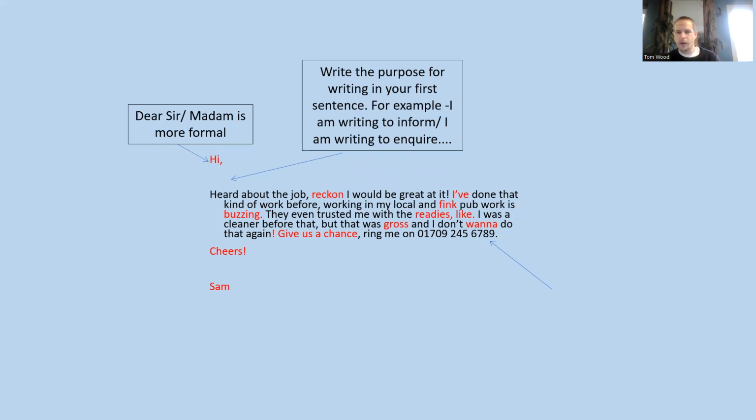We're writing for a purpose here. If this was more formal, there'd be more of an introduction, saying, I am writing to inform, or I'm writing regarding. So we'd see more of these less commonly used words, which are more academic words. Not the less common slang words, but words that we know the meaning of that are less commonly used in everyday vocabulary.